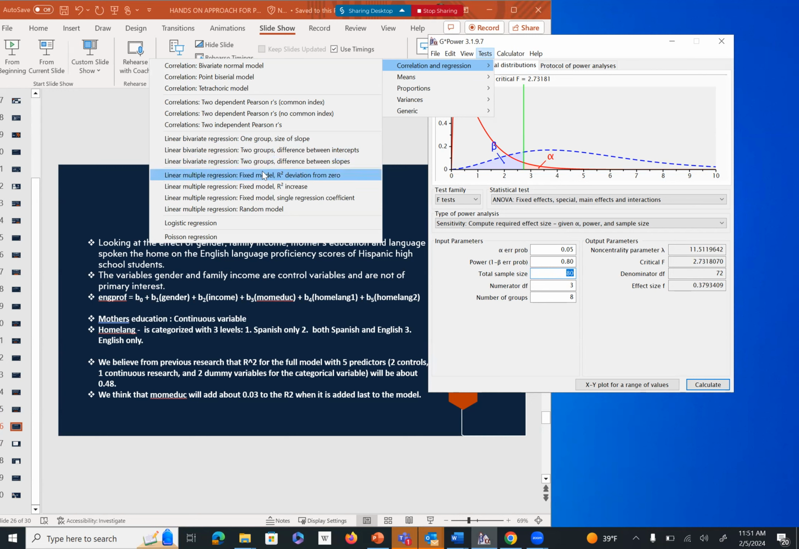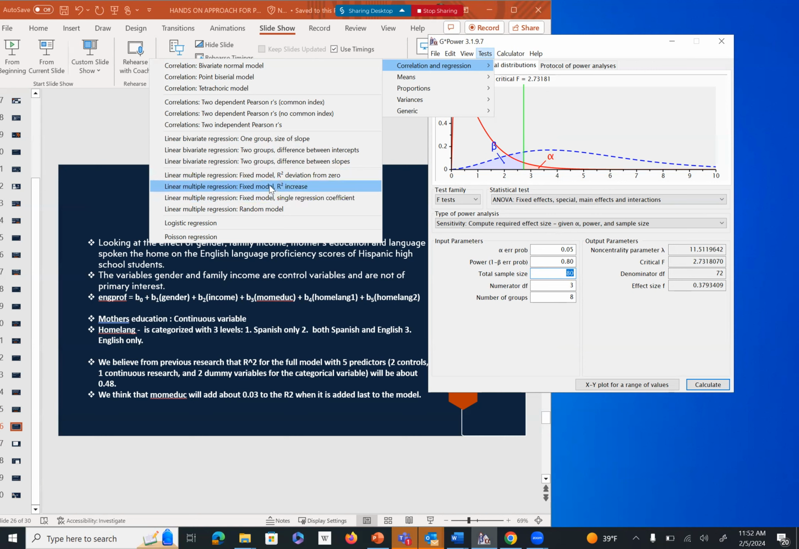And if you have a linear multiple regression, with this it's a fixed model. You're looking to see whether the deviation in the R square changes. R square is pretty much the variance explained in the model. So R square says that our model, let's say, has specific variables of interest, and if our R square is 40%, it says that 40% of the variability in our model is explained by the specific predictors that are available in that model.